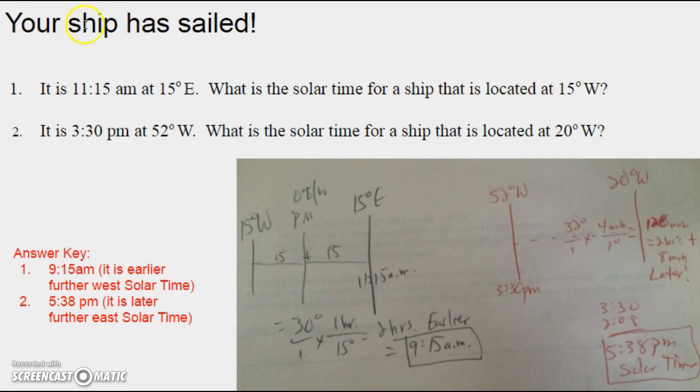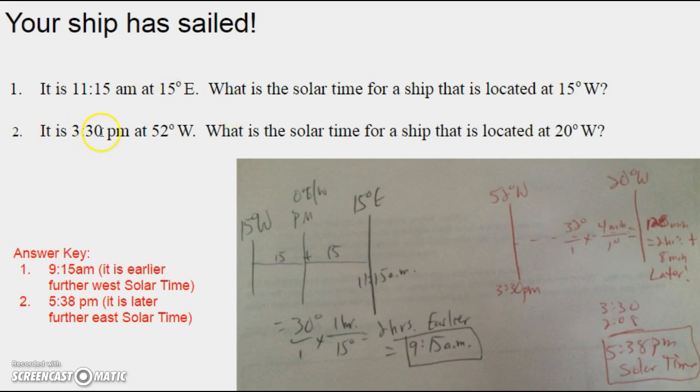So, I hope your ship has not sailed. It is 11:15 at 15 degrees east. What is the solar time for a ship that is located 15 degrees west? Well, I do the picture right here. 15 degrees east, it is 11:15 a.m. What time is it over here, solar time? Well, notice that it's a 30 degree difference, and I know every hour is 15 degrees, so it's 2 hours earlier west of the prime meridian. It's earlier, and 2 hours earlier, so it is 11:15 minus 2 hours, which is 9:15 a.m.